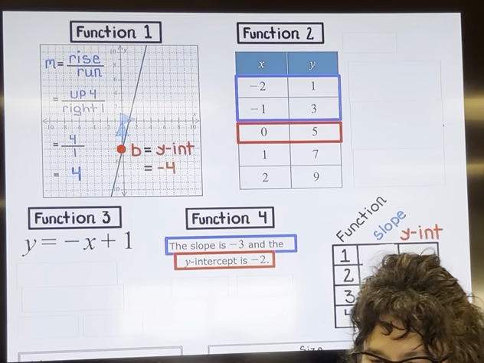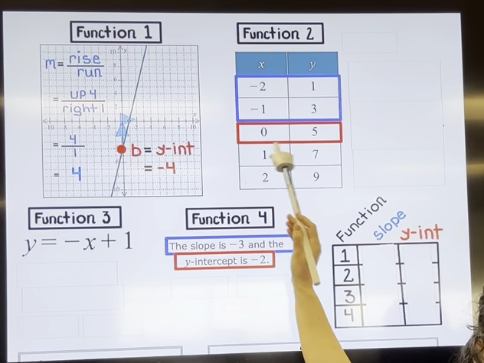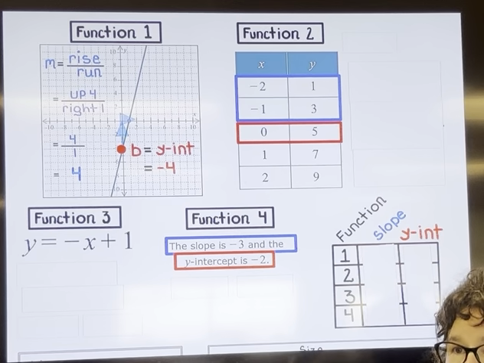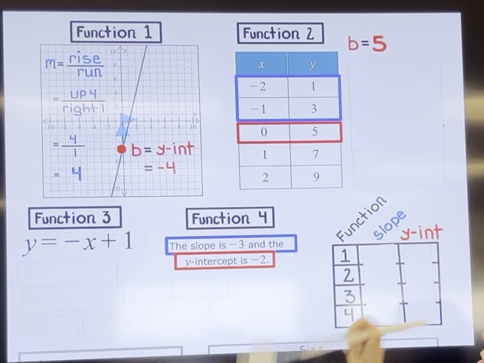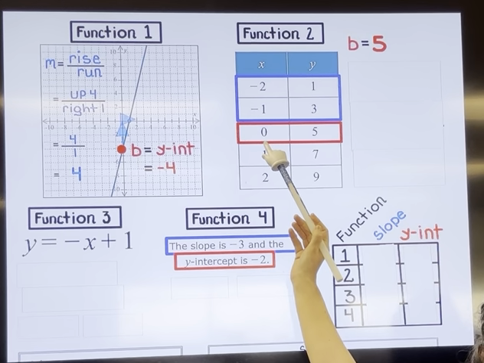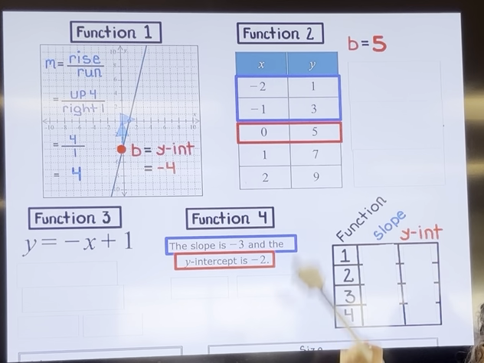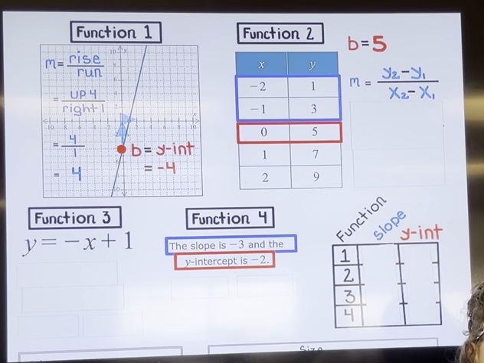Okay, for this function, when you plot a point like 0, 5, that means I went right 0 up 5, so I'm on the y-axis. So my y-intercept, my b is 5. So you're looking in your table for the point that starts with 0, because that's going to be on the y-axis.